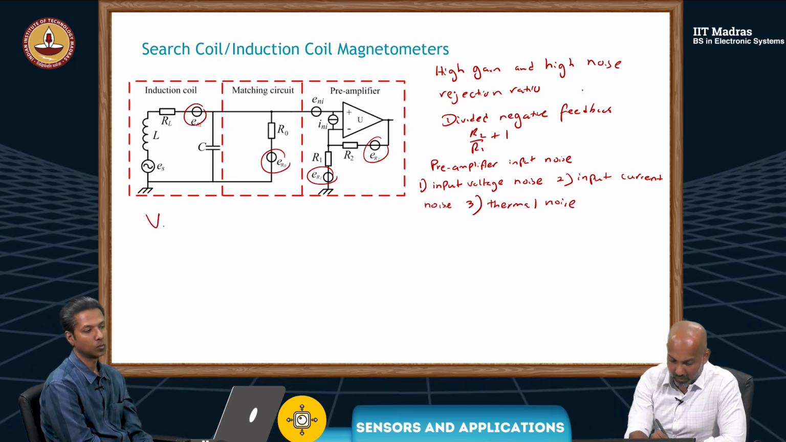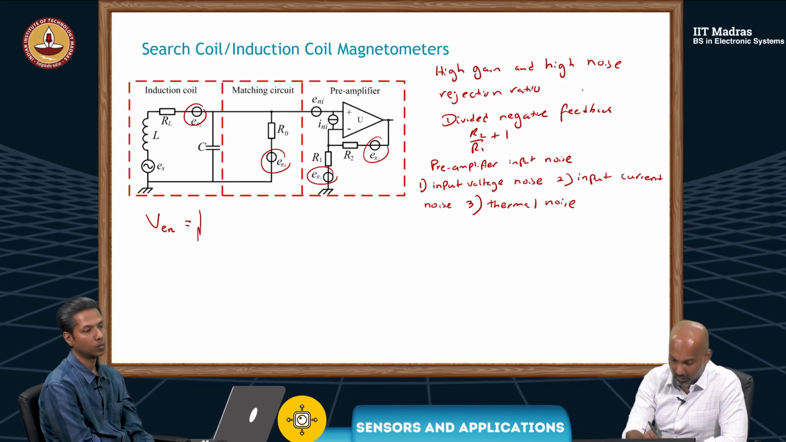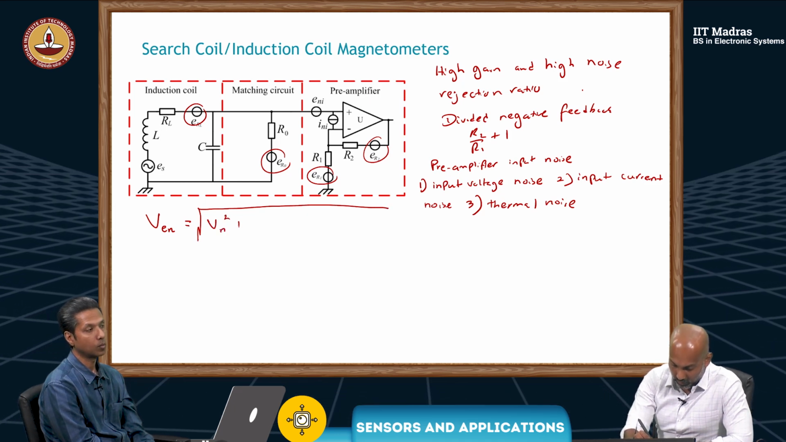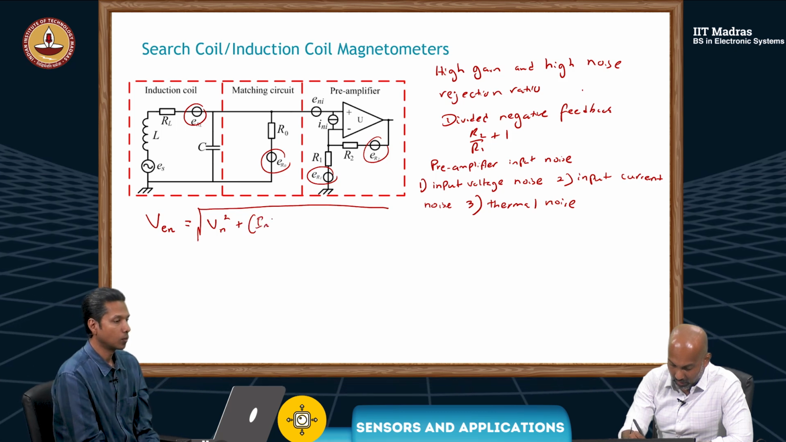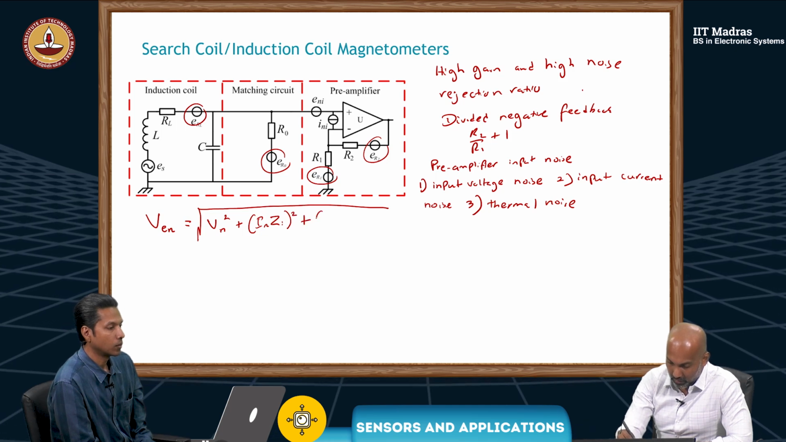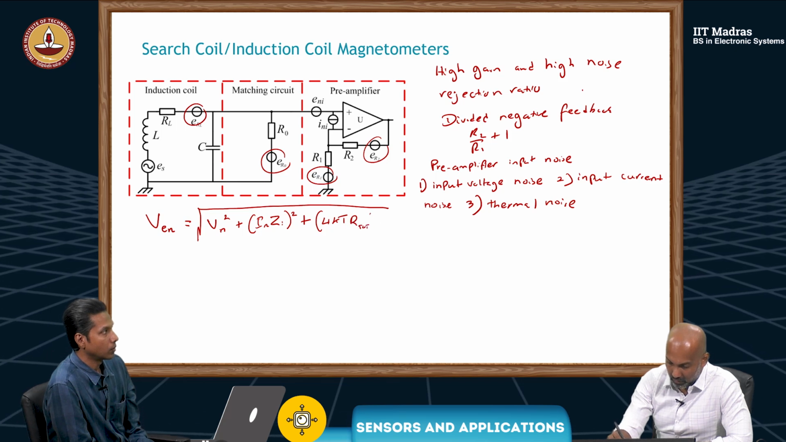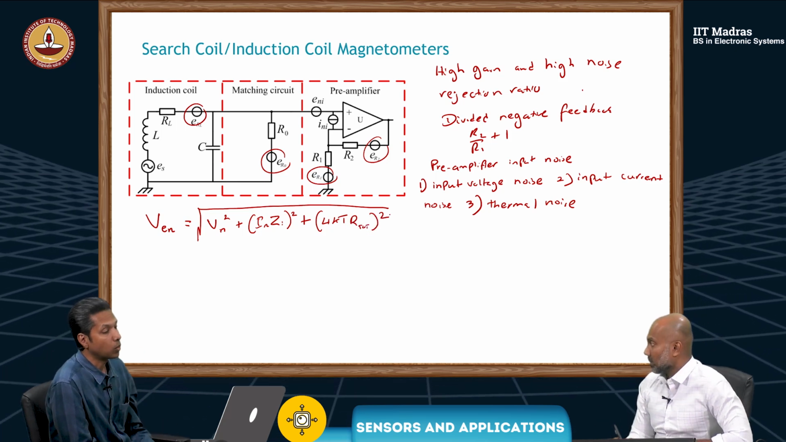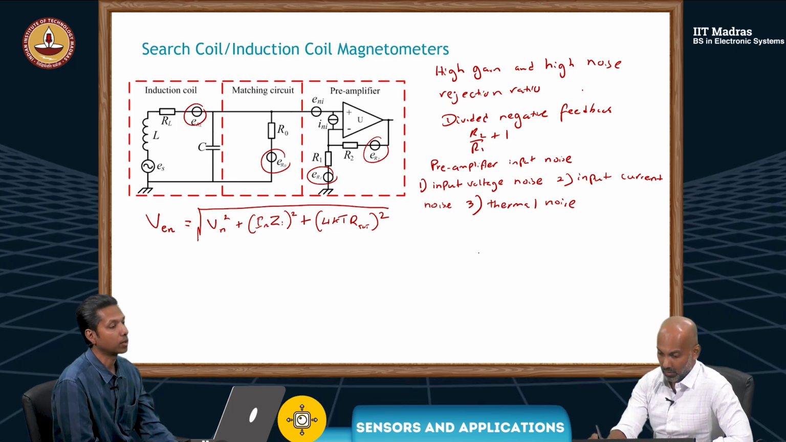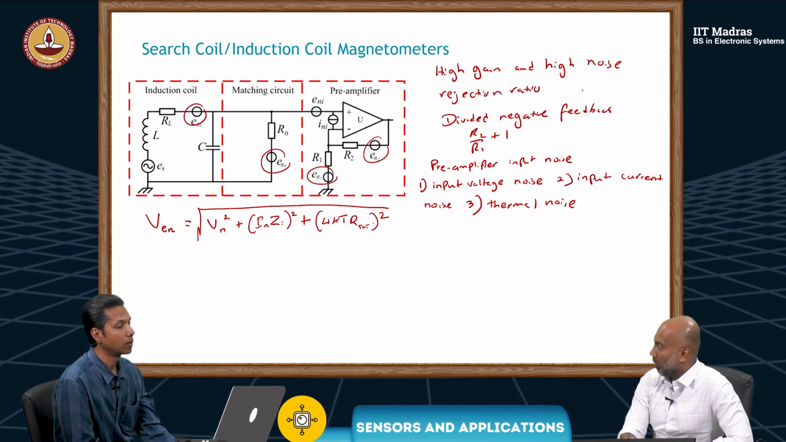So then you can write these three as Vn squared plus In Z squared plus your thermal noise, which is 4kT R total squared. What is Vn? Vn is the input voltage noise. And then this is your input current noise. And this is your thermal noise.